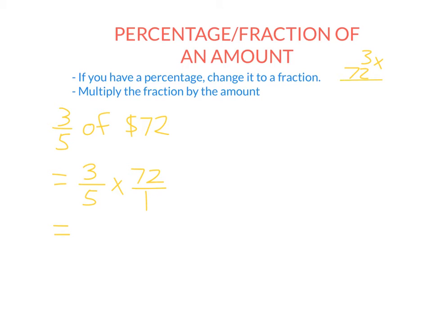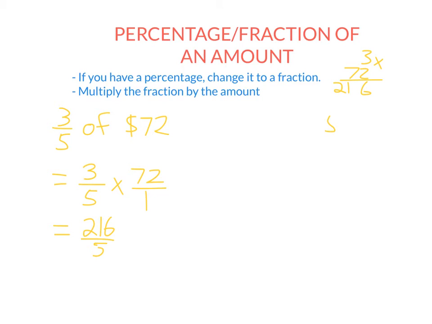You know, 3 times 2 is 6. 3 times 7 is 21, and then the 0, like that. Okay? So I get 3 times 72 is 216. 5 times 1 is 5. So now I have to do 216 divided by 5.